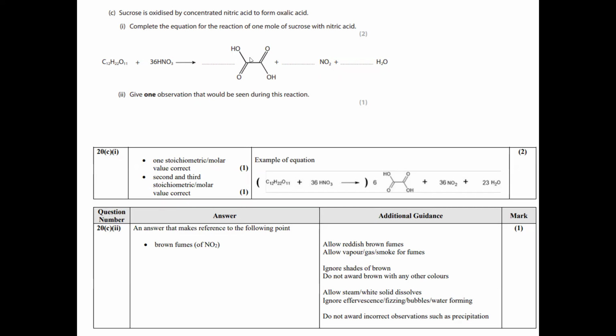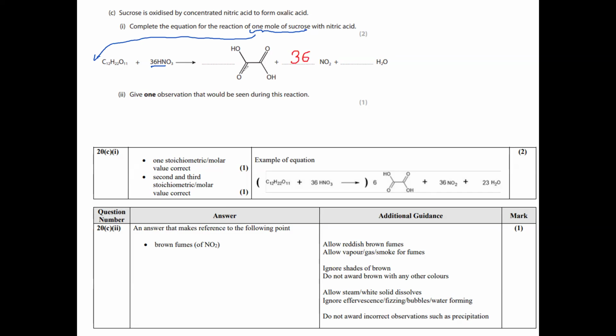First you have to balance it, then give one observation. They tell us it is 1 mole of sucrose, which means this won't change. It remains 1. Now here I can see 36 HNO3, that means 36 nitrogen. On the product side, there's only one place which has nitrogen, so this has to be 36 whether we like it or not.